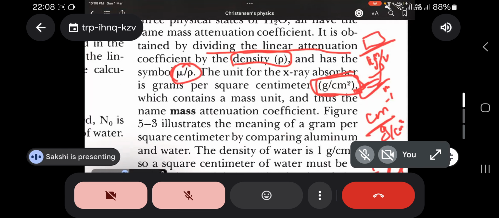Then again, the next question will be like, they'll give you different symbols in the four options. Then you have to identify which symbol is for the mass attenuation coefficient. So these are the best questions that can be asked from mass attenuation coefficient. Are you done with writing all that I have asked you to write?